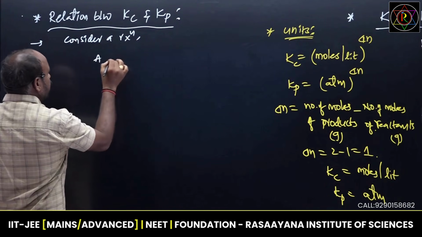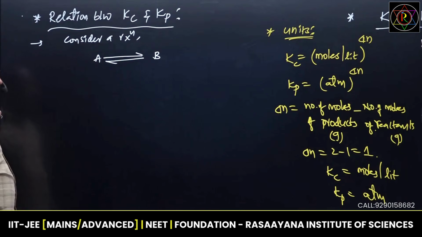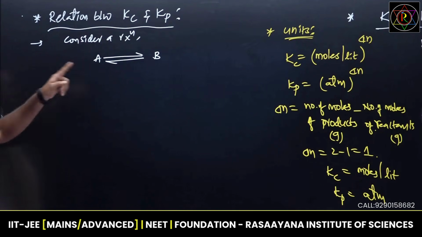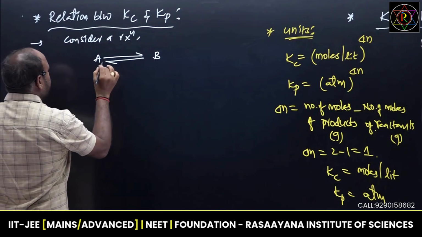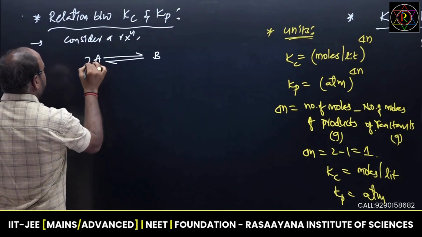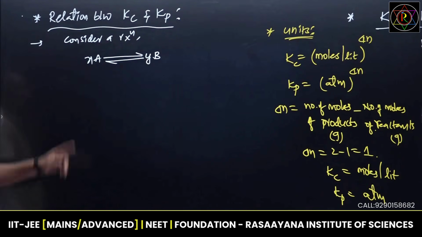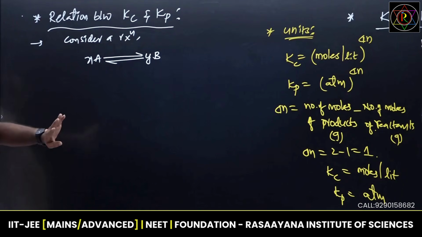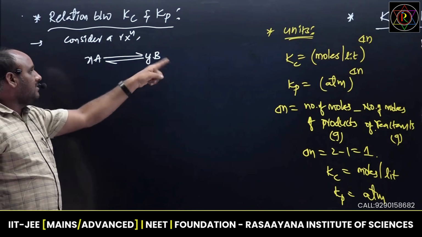The simple reaction A is converted to B means A is in equilibrium with B. How many moles of A are in equilibrium with B, and how many moles of B are formed? So X moles of A is in equilibrium with Y moles of B. How many moles of A are involved means X moles of A, and how many moles of B are formed means Y moles of B.